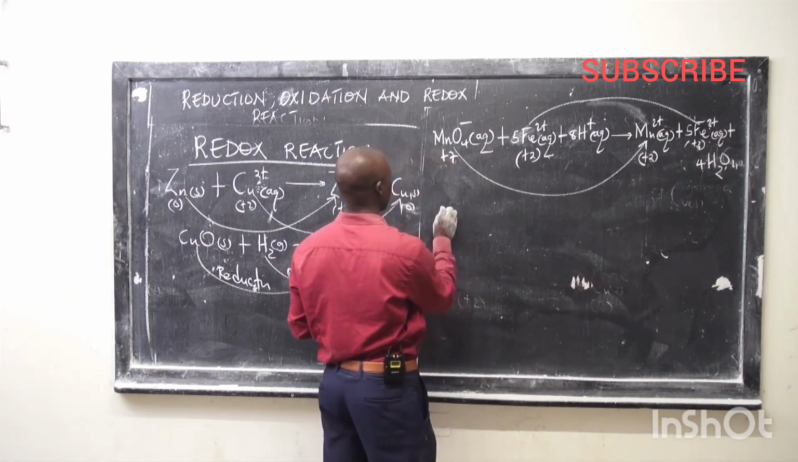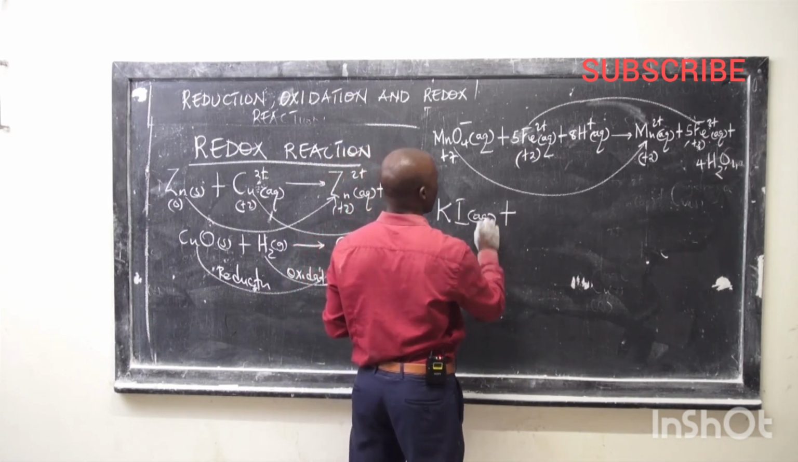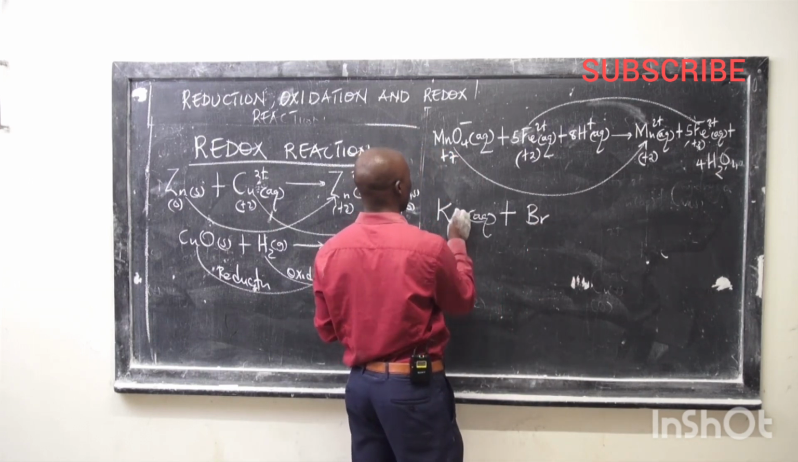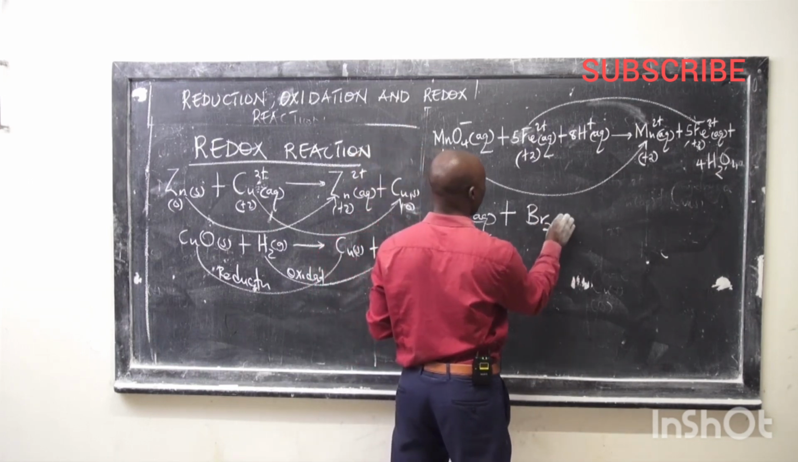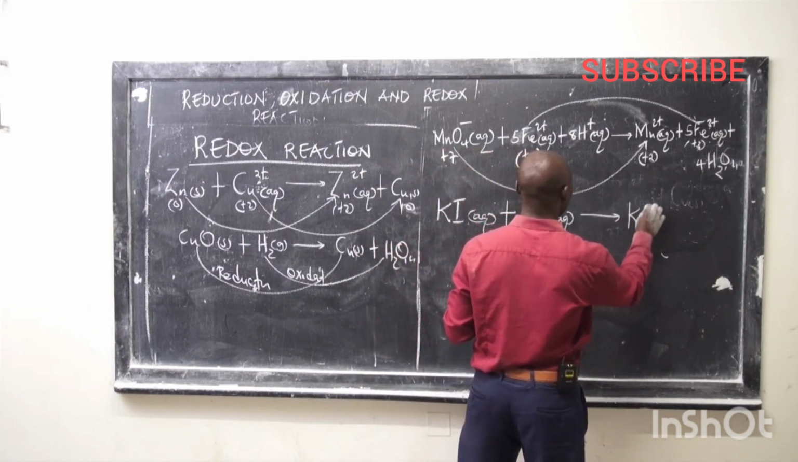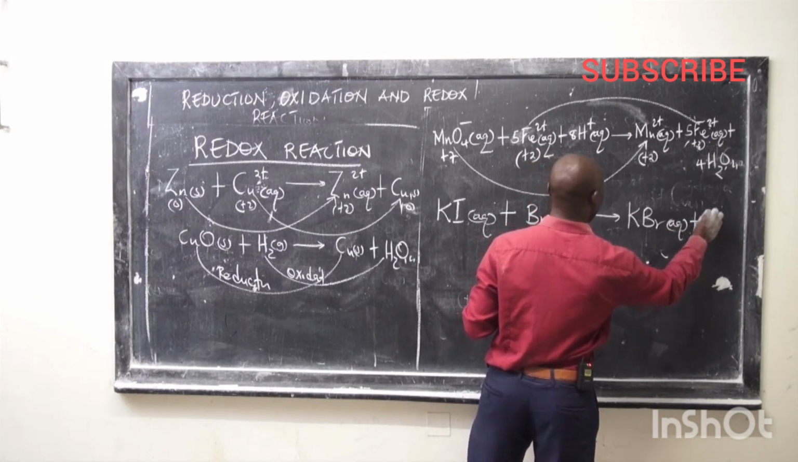Ponder about this reaction. Potassium iodide being added, let me use potassium iodide being added to bromine. So we shall get potassium bromide plus iodine.